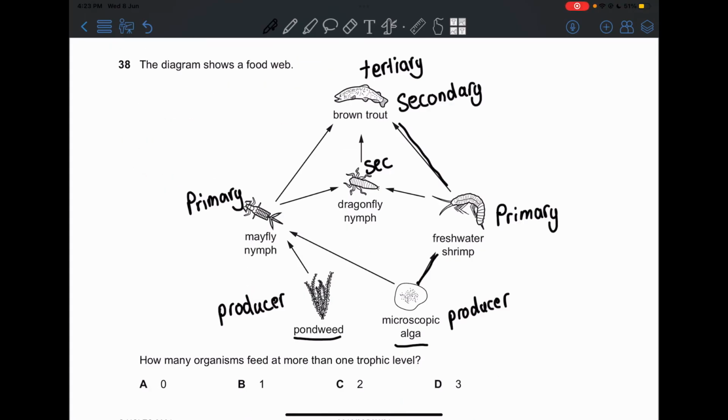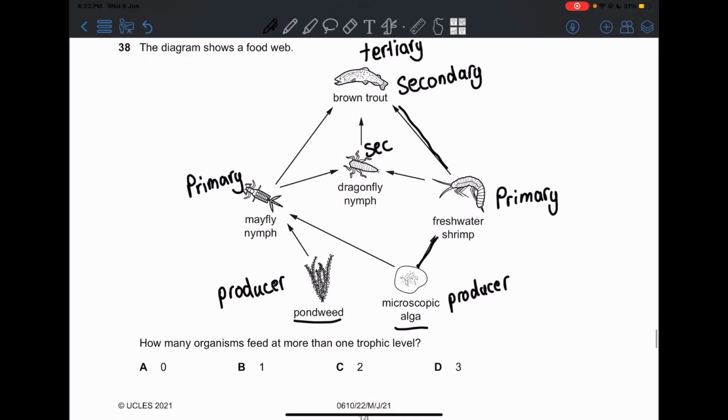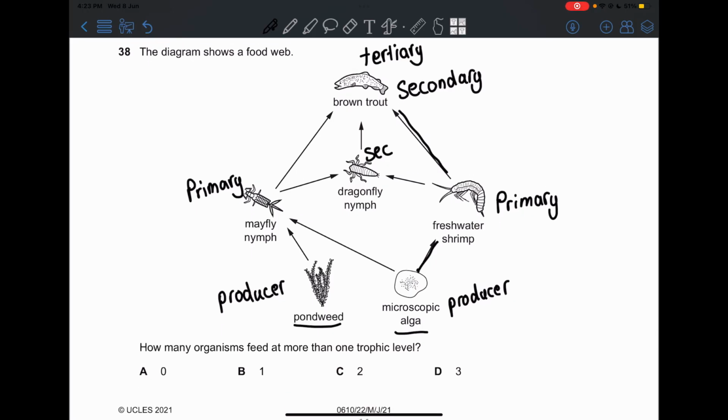Now question number 38. The diagram shows a food web. How many organisms feed at more than one trophic level? Now they're asking about an organism that actually feeds at more than one trophic level. For example, it feeds as a secondary consumer and it's also a tertiary consumer at the same time. So let's check. I've done some labeling over here and I found that the brown trout is actually both a tertiary and a secondary consumer. Let me show you how I have got this.